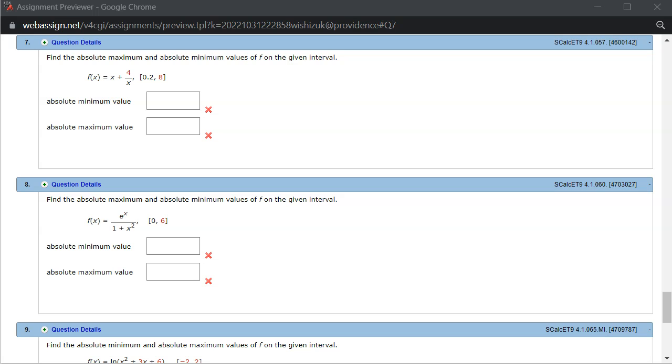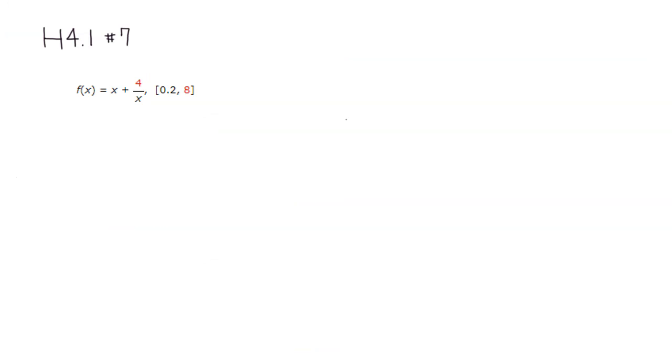All right, let's look at the homework 4.1, problem number 7. Let's find the absolute maximum and absolute minimum value of this given function here. First we need to find the critical number. So this is going to be step 1.